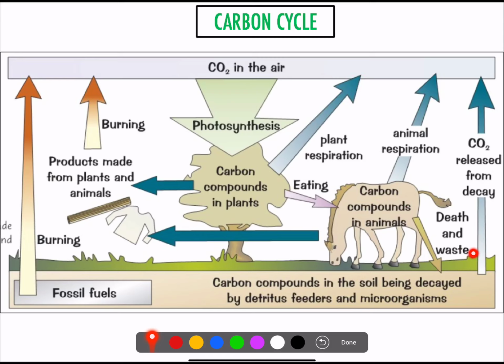Now, when microorganisms consume them, they don't eat everything. So, for example, bones, they remain behind. And bones over millions of years turn into fossil fuels. Fossil fuels can be burnt, and that releases carbon dioxide. If they ask you what is the longest stage in the carbon cycle, the longest stage will be carbon dioxide from the air going from plants into fossil fuels and then back out. That's the longest process.